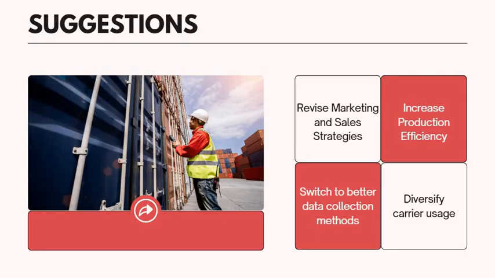Second suggestion is increase production efficiency. The startup needs to invest in capacity expansion to boost the output, because if the production volume can meet its rising demand, automatically it will reduce the per unit cost. Third suggestion is switch to better data collection methods, like they can adopt automated real-time tracking. It will also help in the decision making process and performance evaluation as well.